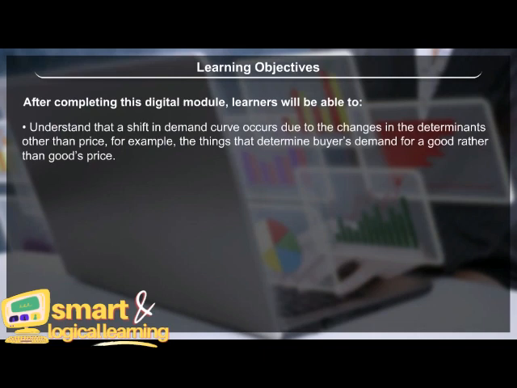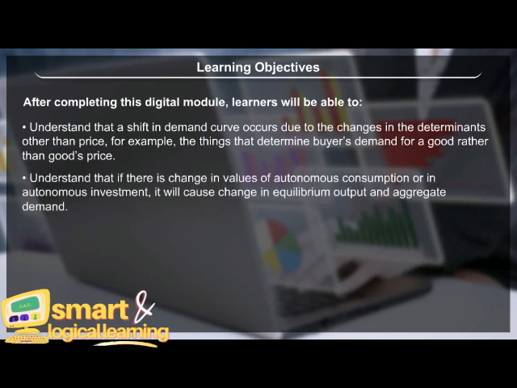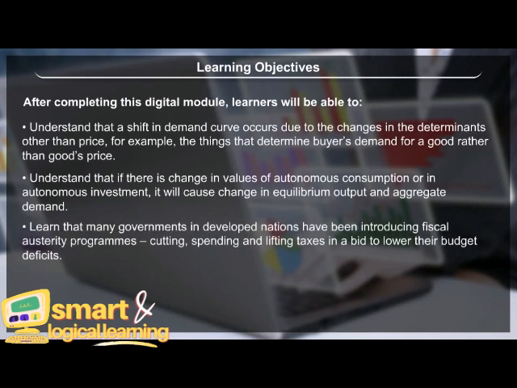Understand that a shift in demand curve occurs due to the changes in the determinants other than price, for example, the things that determine buyers' demand for a good rather than the good's price. Understand that if there is change in values of autonomous consumption or in autonomous investment, it will cause change in equilibrium output and aggregate demand. Learn that many governments in developed nations have been introducing fiscal austerity programs, cutting spending and lifting taxes in a bid to lower their budget deficits.